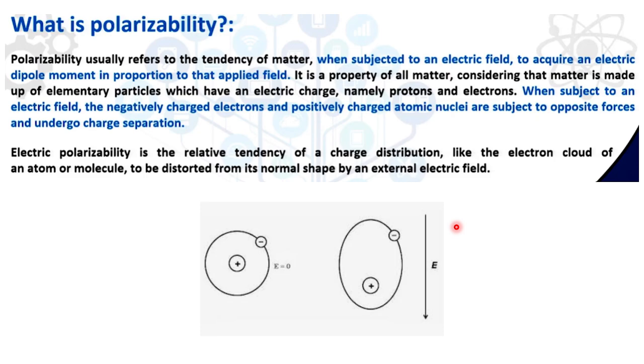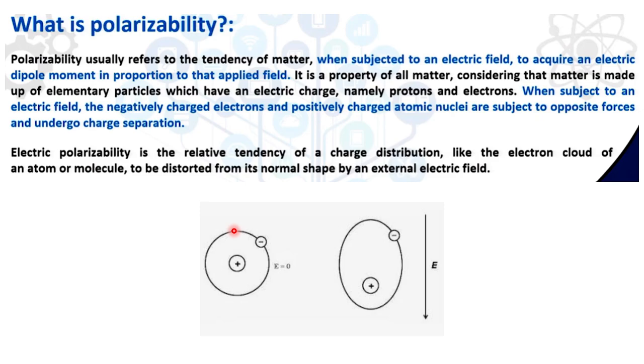When subject to electric field, the negatively charged electron and positively charged atomic nuclei are subjected to opposite force and undergo charge separation. So, from this cartoon, you can understand, we know that in nucleus there is proton and neutron. Now, proton has positive charge, neutron has no charge. And outside the nucleus, in orbit, there is presence of electron. Now, when there is a presence of electric field, there will be the separation of these two different charge, positive charge and negative charge.